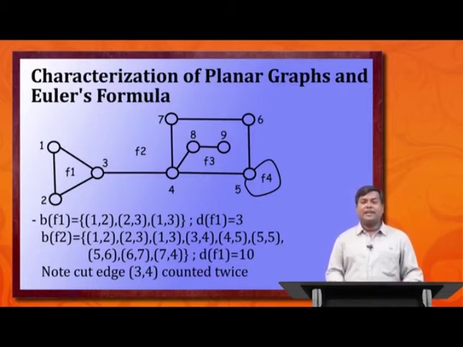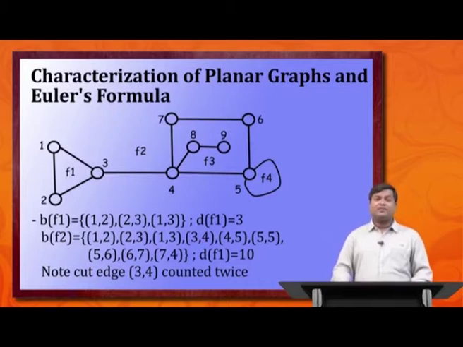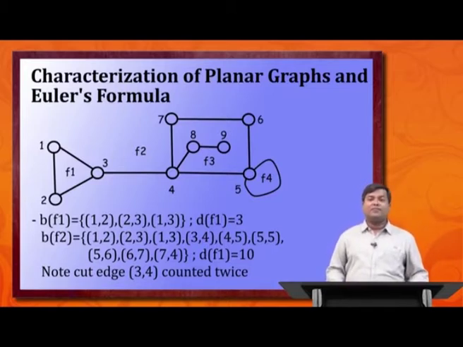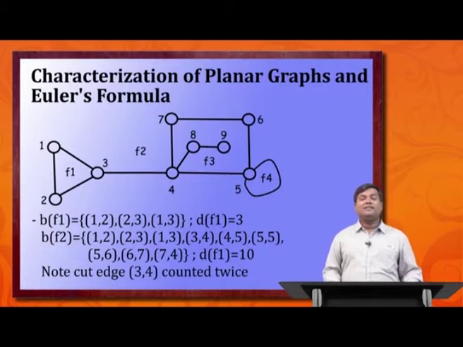And the other definition, as we said, is that we need to start from one vertex and visit the other vertices of the face across the boundary. So for F2, if we start from 1, first we go 1 to 2, then 2-3, 3-4, 4-5, 5-5, which is a self loop, 5-6, 6-7, 7-4 and 4-3. So we are coming back, right? 4-3 is the same edge as 3-4, counted twice, and then 3-1. So in that definition also d(F2) is 10. Okay.